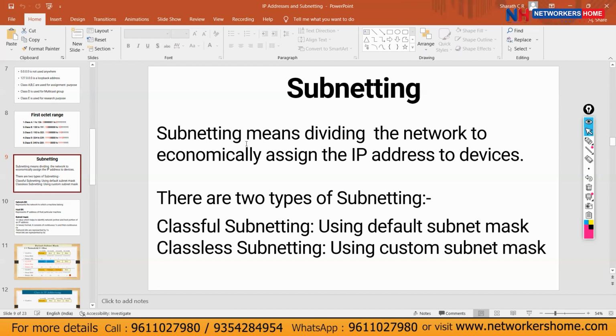So class A, B, C, we have a huge range of IP addresses, correct? We need to economically assign those IP addresses to the devices. Why? Because IP addresses we have to purchase from the ISP. So we need to properly use them and minimize the wastage of IP addresses. So to minimize the wastage, we have introduced subnetting. Subnetting means dividing a network to economically assign the IP addresses to the devices.